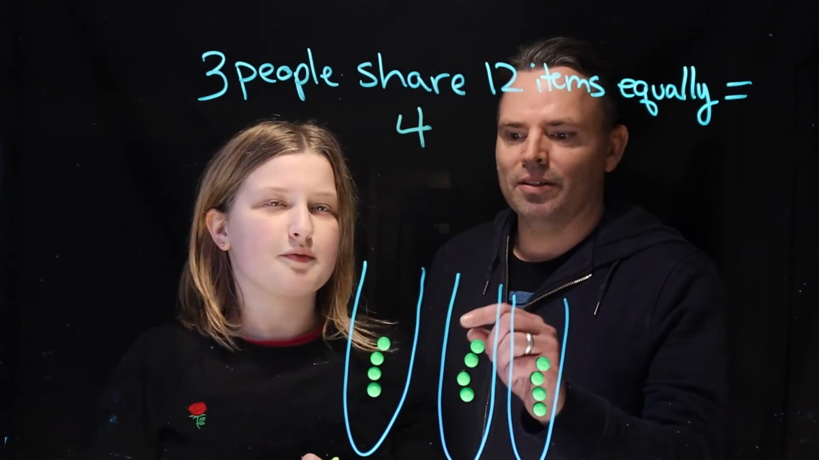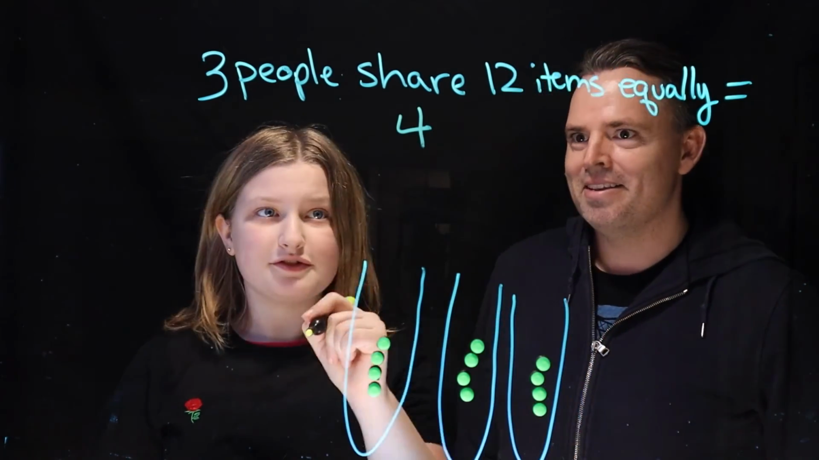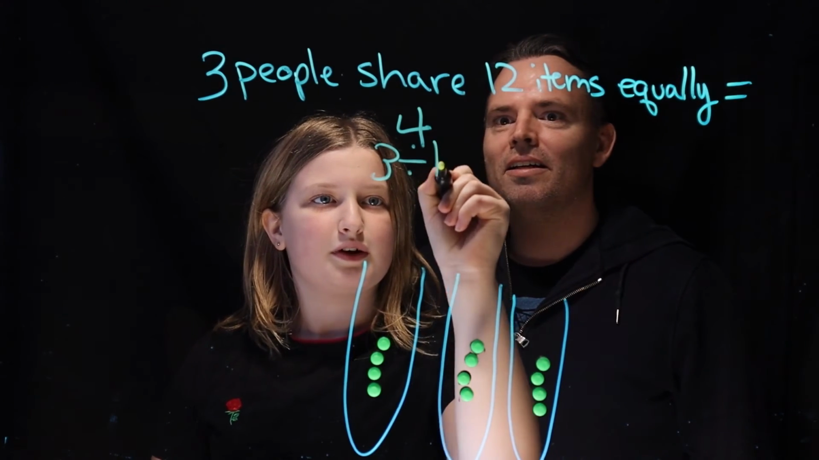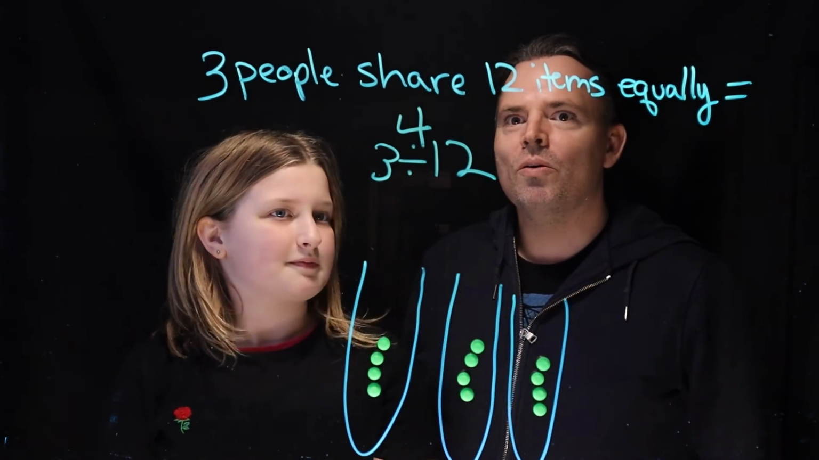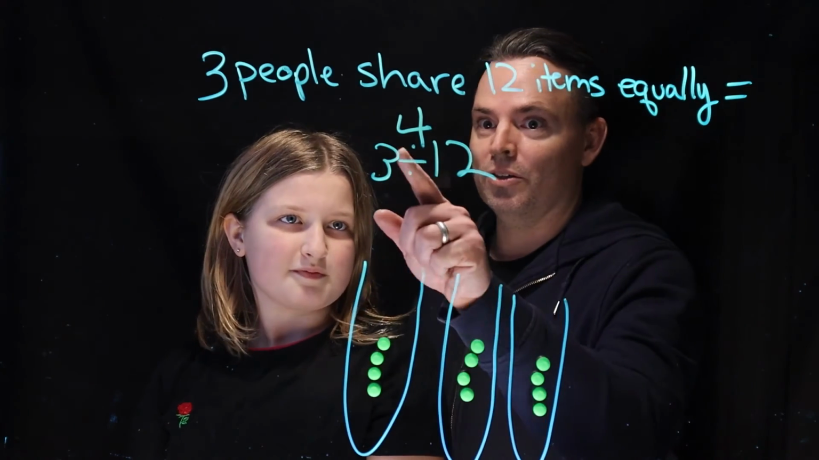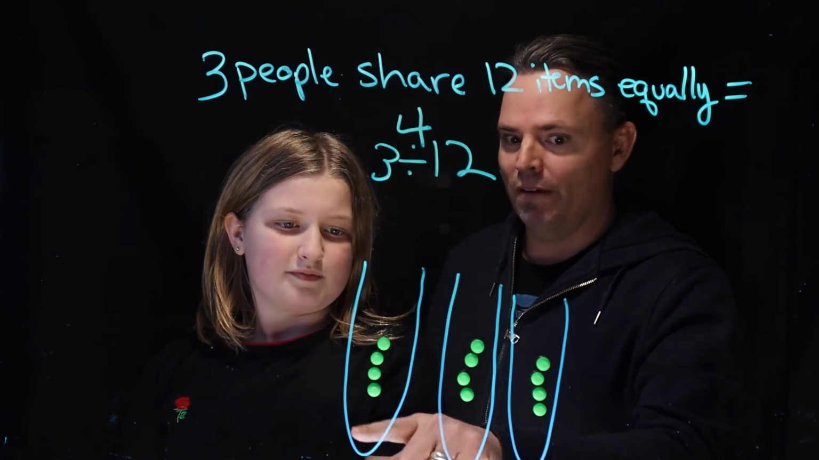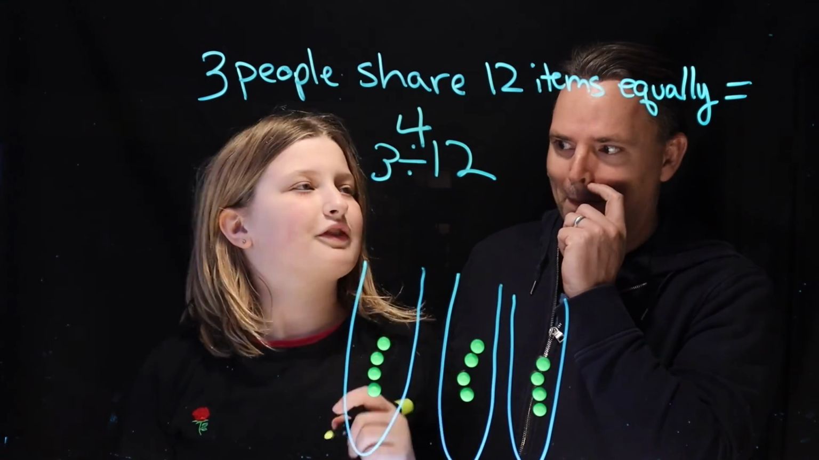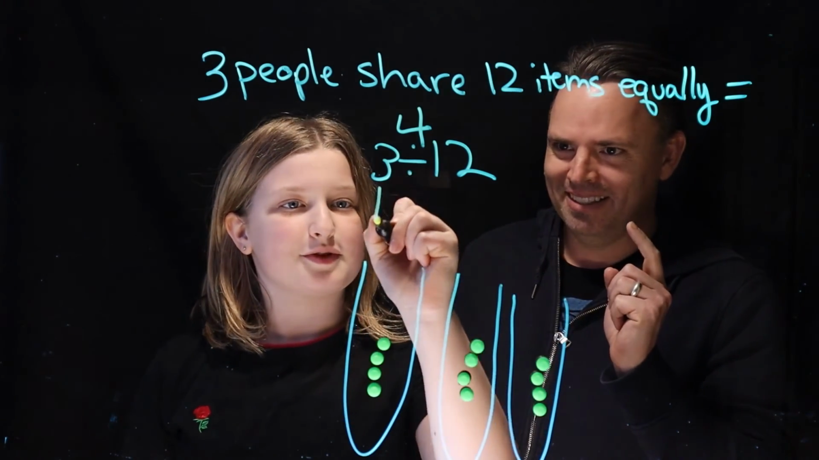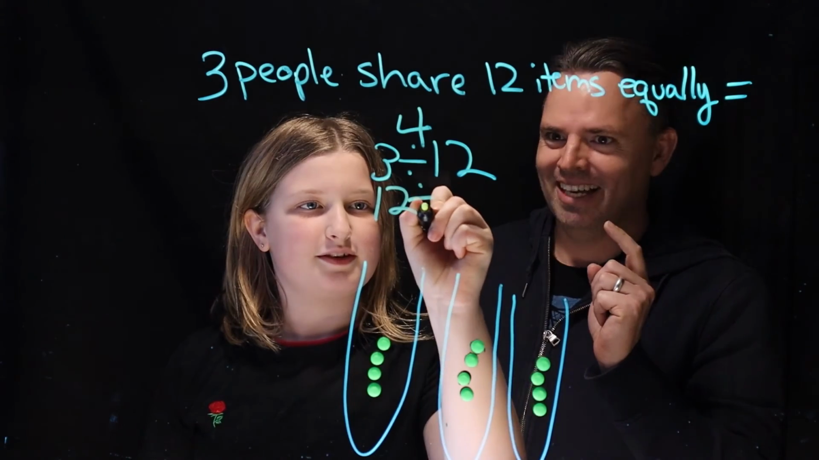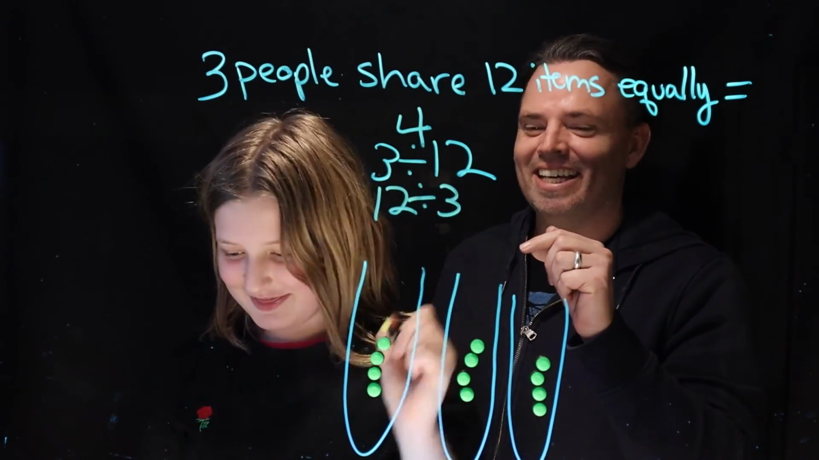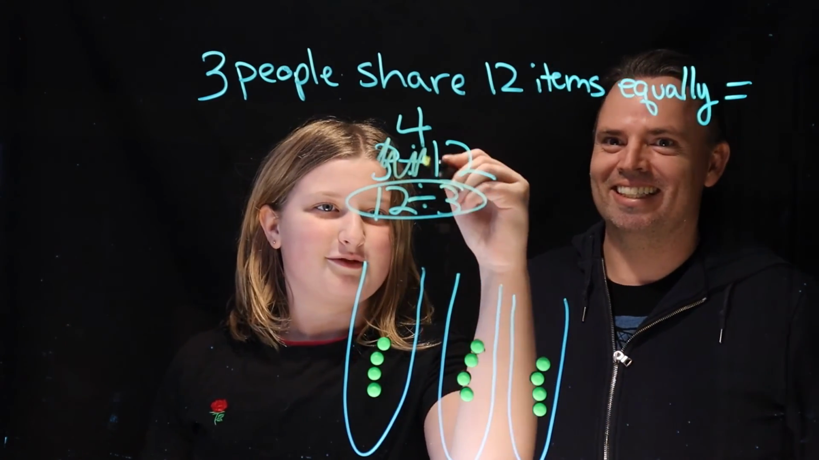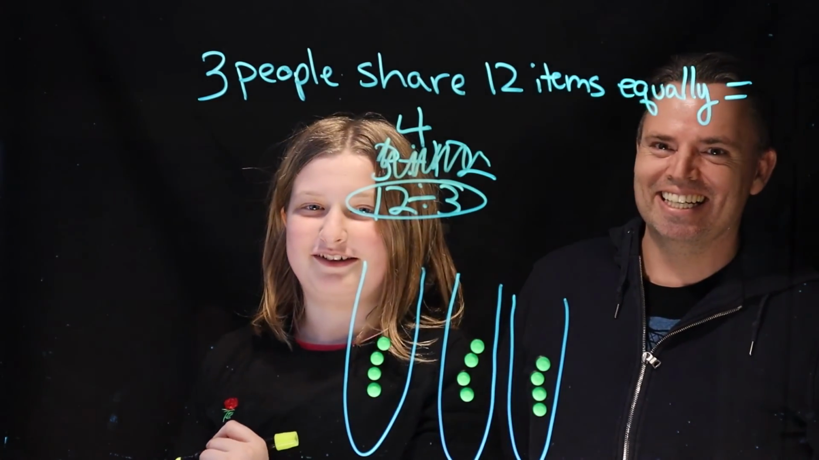All right. But Mark, I'm pretty sure you can also do it this way. 3 divided by 12. Or, if you have 12 items and you divide them, it can also be 12 divided by 3. I'm not sure which one. I think it might be this one. Yeah, I think it is this one. Scribble it out.